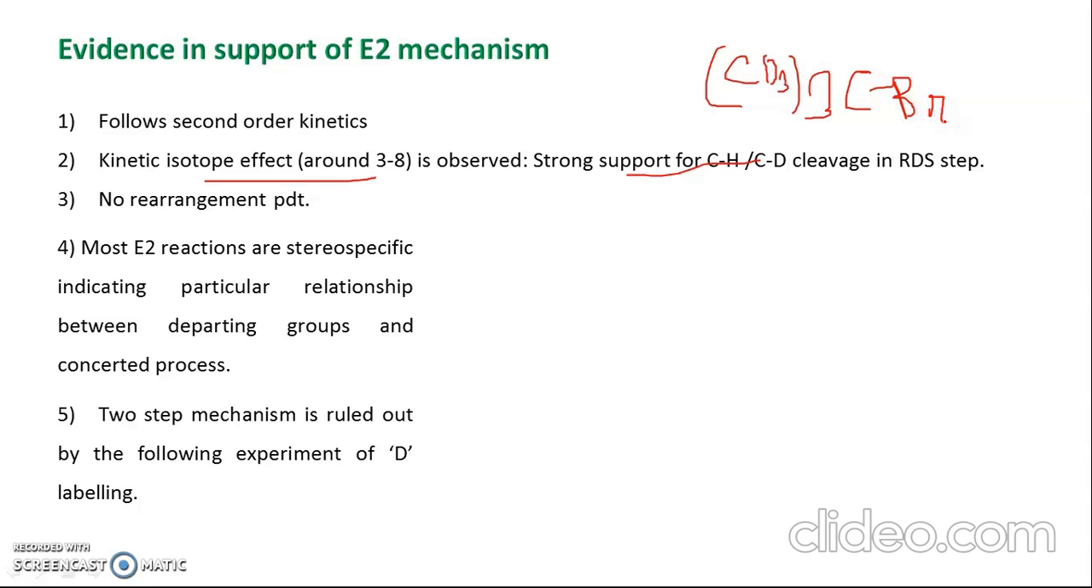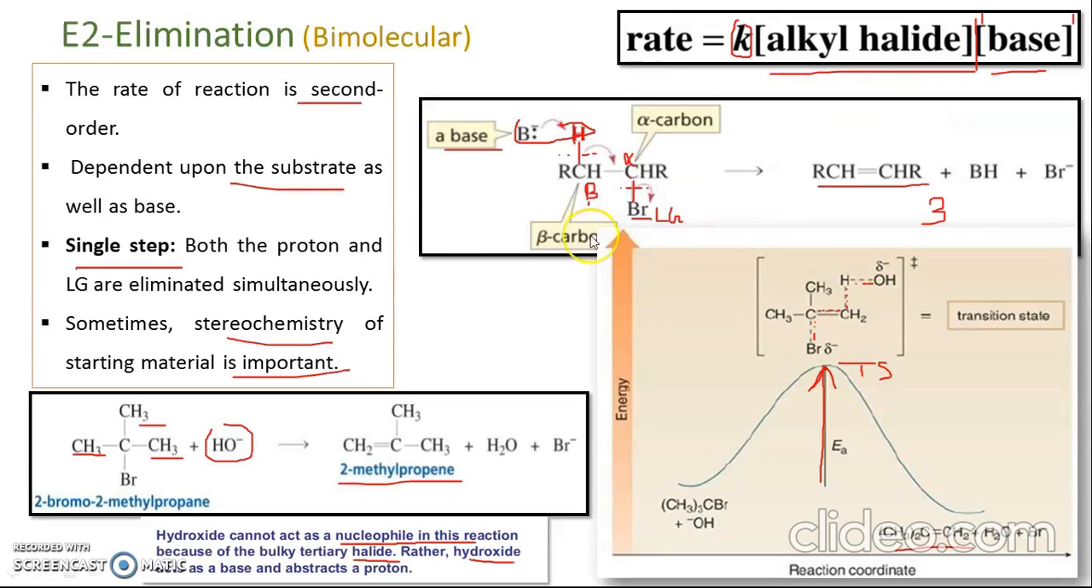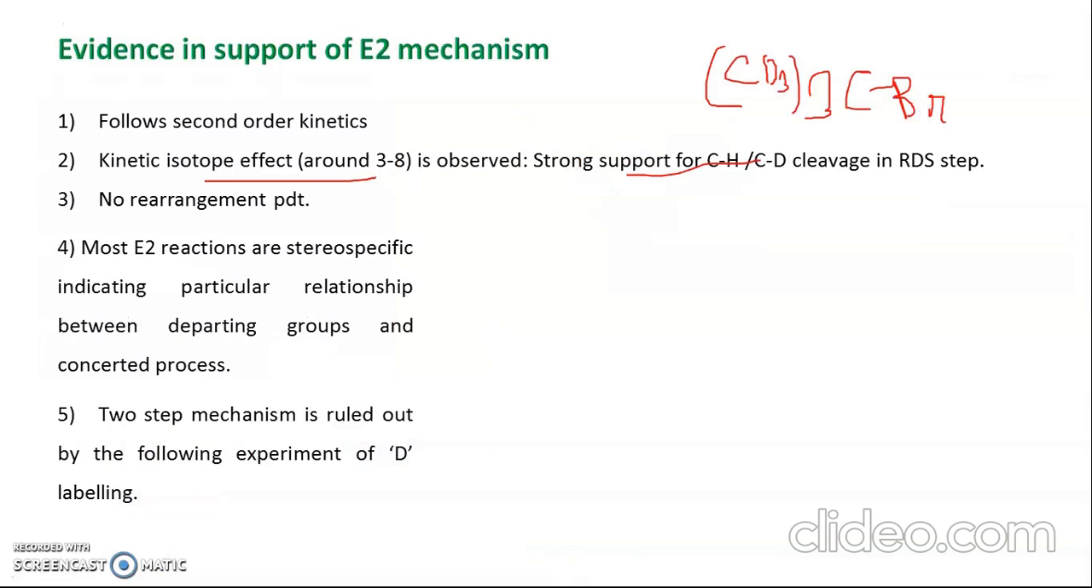So (CD3)3CBr is the deuterated version of the previous molecule. Just think about this molecule, 2-bromo-2-methylpropane. If you take the deuterated version, (CD3)3CBr, and do the same reaction under the same condition, we have seen that the kH/kD value is 3 to 8.